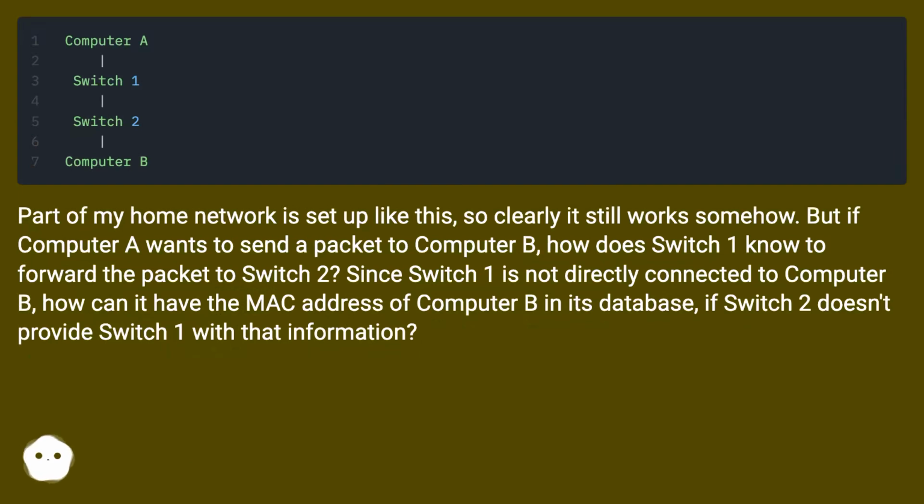Part of my home network is set up like this, so clearly it still works somehow. But if computer A wants to send a packet to computer B, how does switch 1 know to forward the packet to switch 2? Since switch 1 is not directly connected to computer B, how can it have the MAC address of computer B in its database if switch 2 doesn't provide switch 1 with that information?